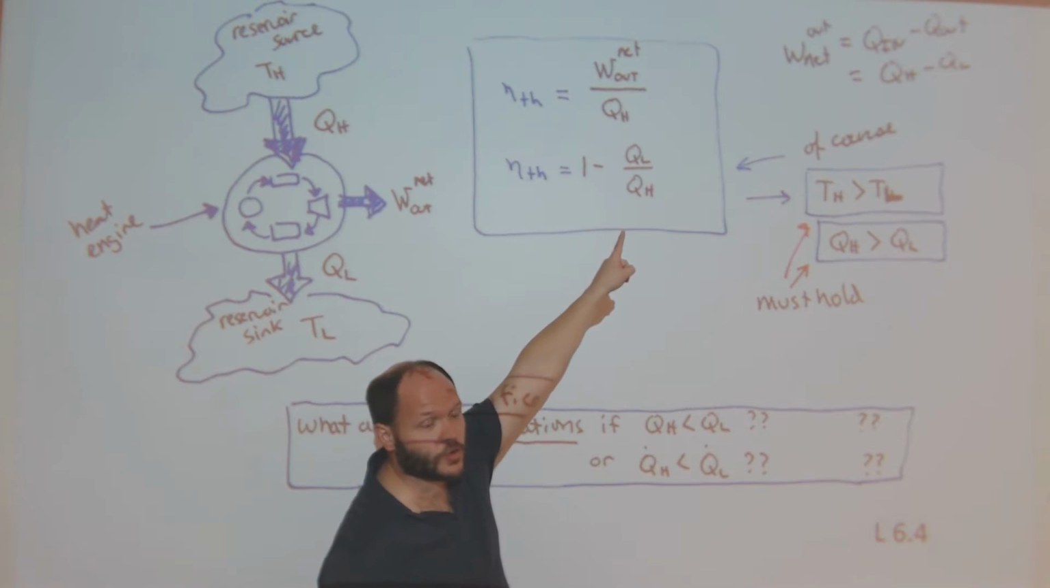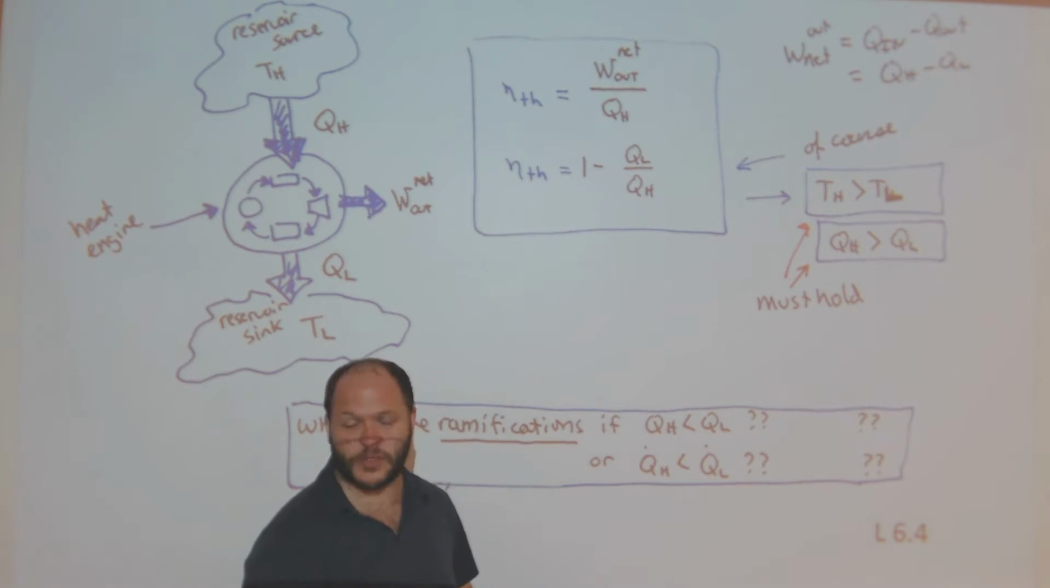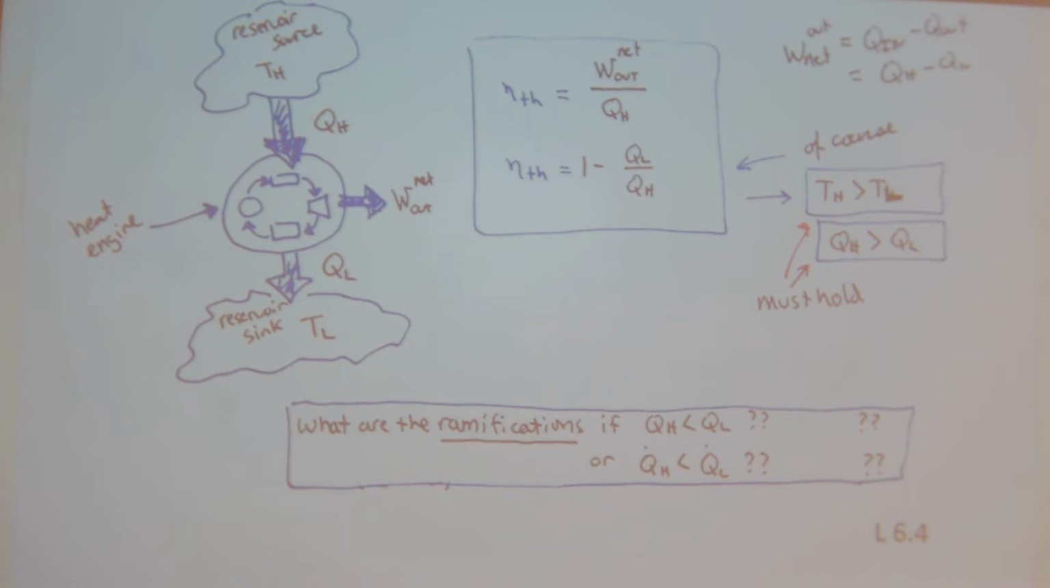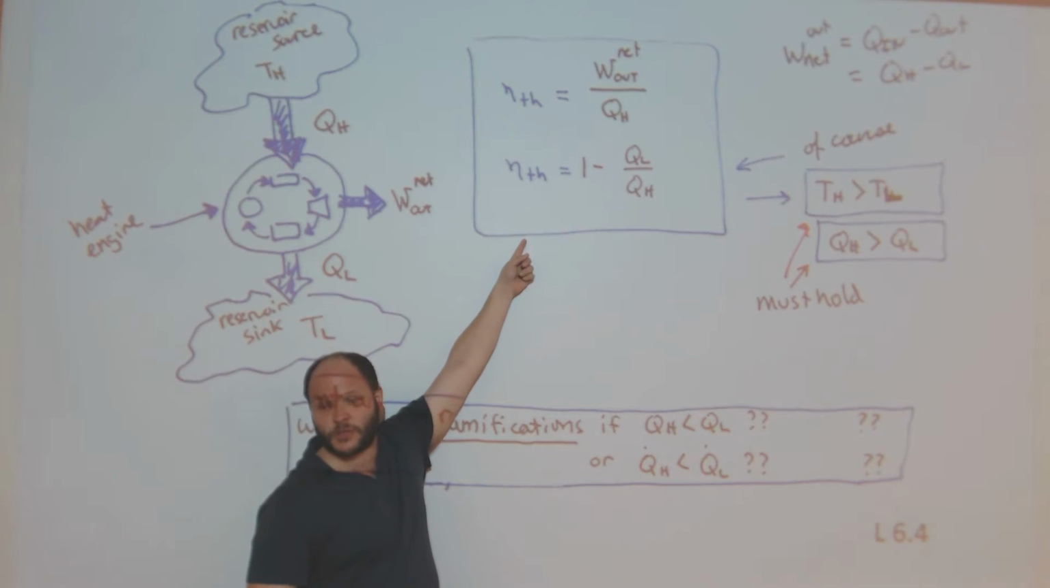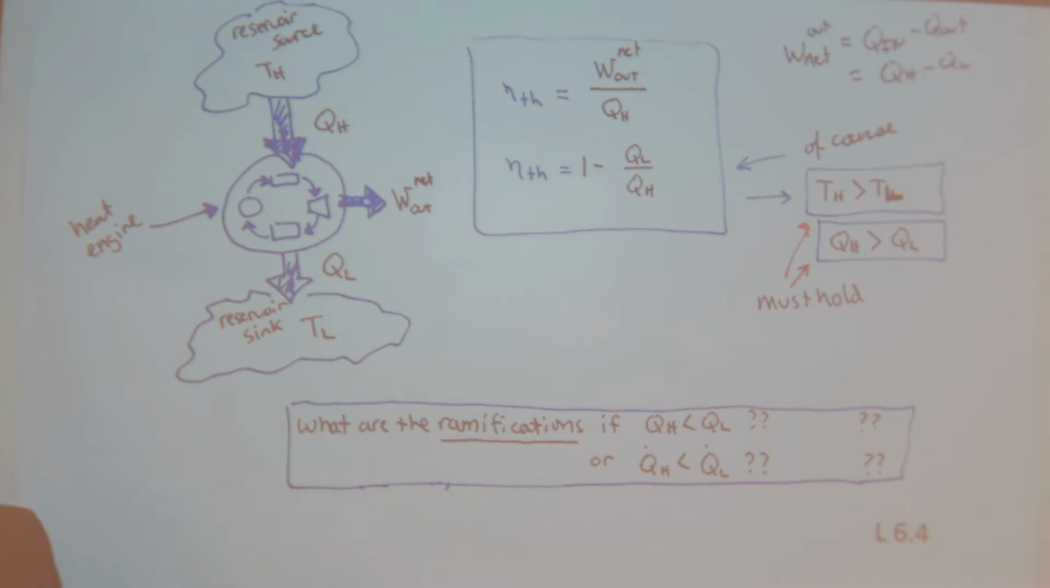So if work net out, that's the total work out, I could put a dot above it. The power out, right? The net power out. If I put W dot. So what are the ramifications to the thermal efficiency if QH is less than QL? I have a negative thermal efficiency, right? So it can't happen, right? And the same would apply here. So QH has to be greater than QL because we already know the thermal efficiency is defined to be a number between 0 and 1, where 0 represents 0% and 1 represents 100%, right? And thermal efficiency is one thing. There's an overall efficiency, right?